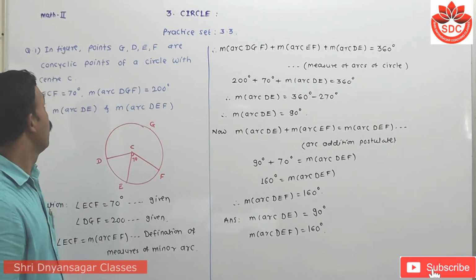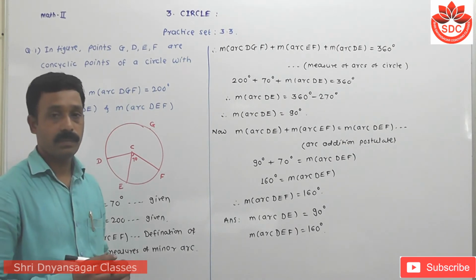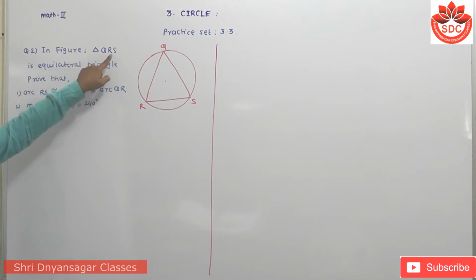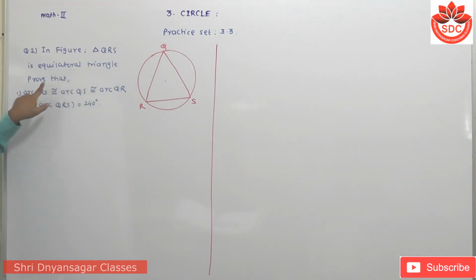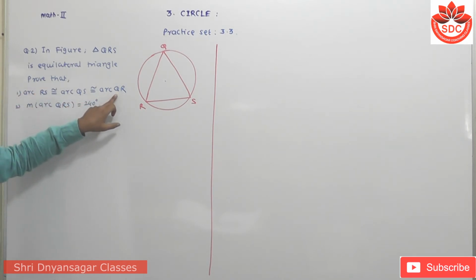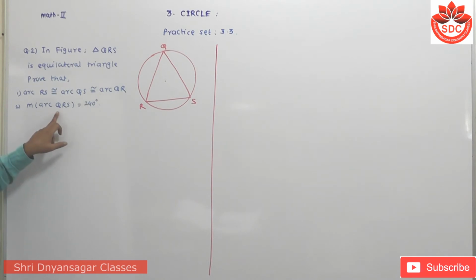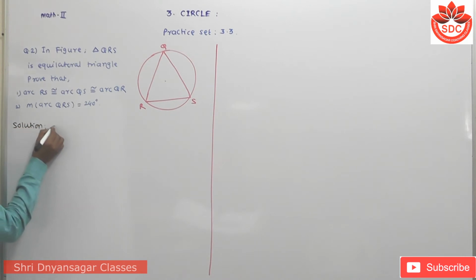We see the next question. In this figure, triangle QRS is an equilateral triangle. Then prove that, student, this is our given: triangle QRS is an equilateral triangle, and these two are for you to prove. Arc RS is congruent with arc QS is congruent with arc QR, and measure of arc QRS is equal to 240 degrees. Now for its solution, I have to write its given.